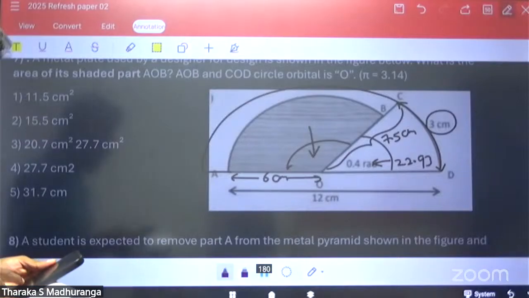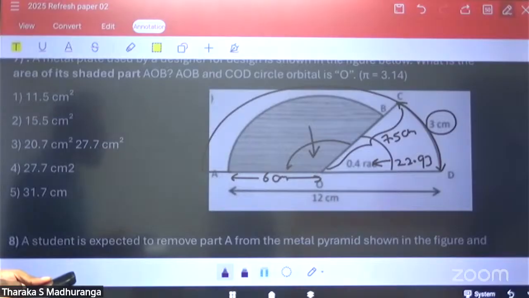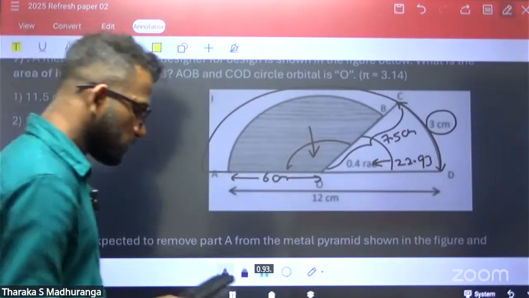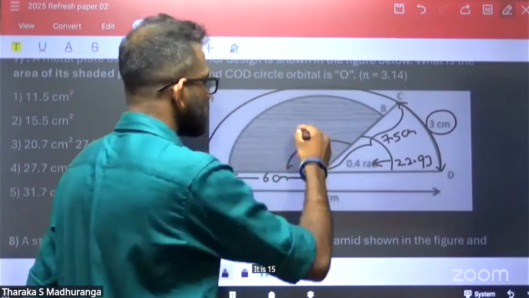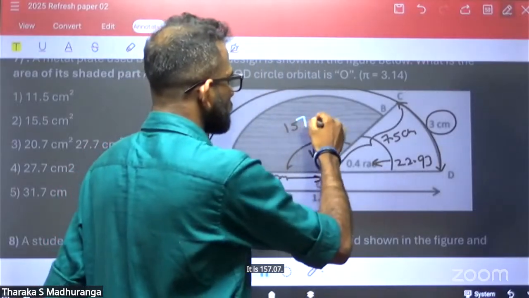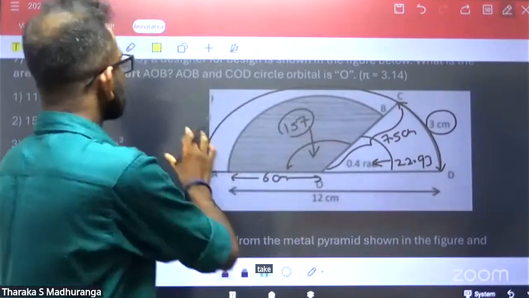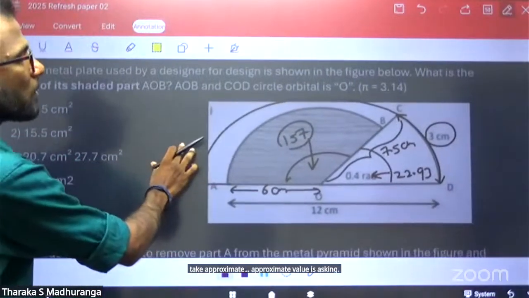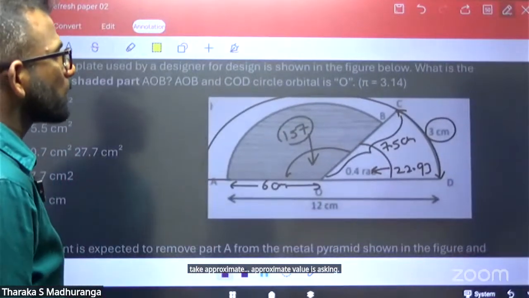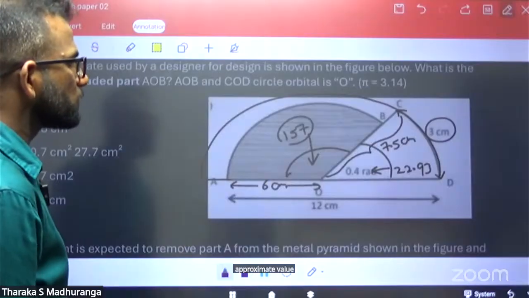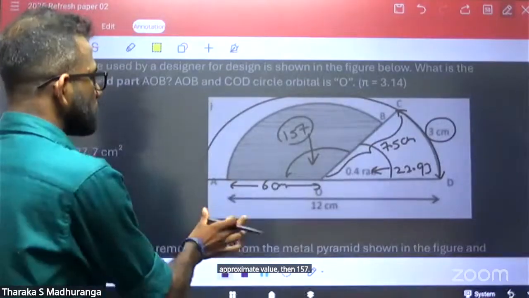180 degrees minus 22.93. It is 157.07. Take the approximate value, since approximation is asked. So 157.